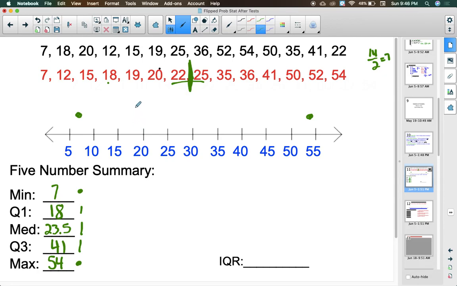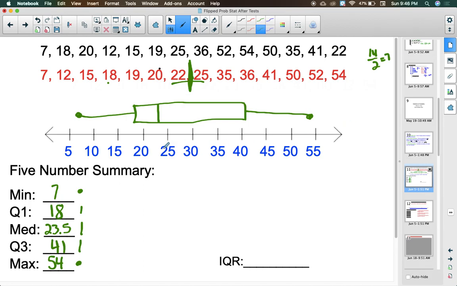So I find 18, and I put a vertical line above the number line. I find 23.5, I do a vertical line, and 41, I do a vertical line. Now this is called a box and whisker plot. So these 3 lines, if I connect their tops and I connect their bottoms, that becomes the box. And then if I connect the dots to my quartile 1 and quartile 3 to the other dot, now I've got my whiskers.